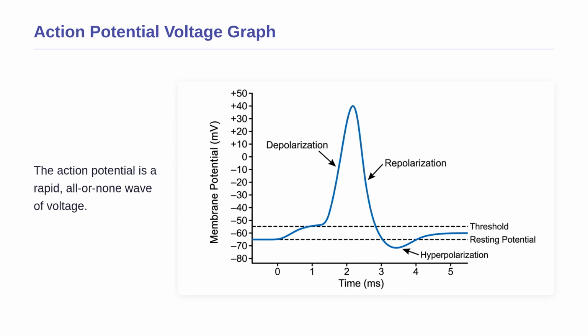Once the blue line hits that threshold, you see the massive, steep upward spike reaching positive 40 millivolts. This is the depolarization phase, driven by sodium rushing in. Then, the curve drops sharply back down during repolarization as potassium rushes out. It even dips slightly below the resting state, a phase called hyperpolarization, before finally settling back to rest. This graph beautifully summarizes the entire electrical firing cycle.